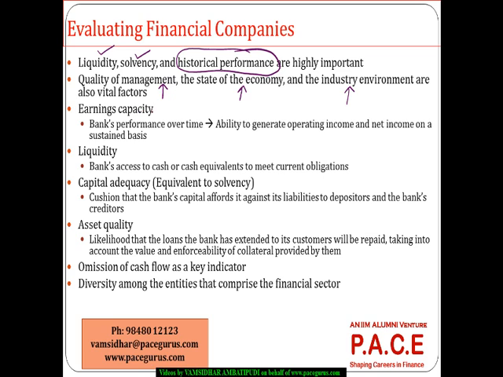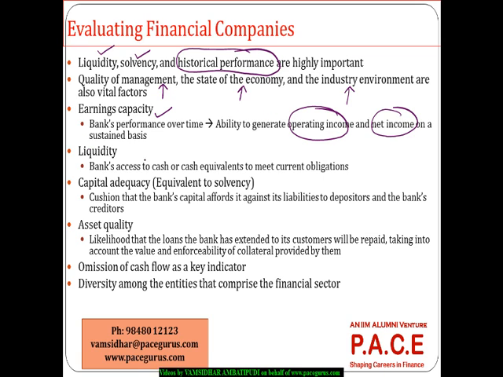A few important things that we look at: the earnings capacity of the bank, where we are trying to talk about what is the potential of the bank to generate operating income and net income on a very consistent basis in the future. To what extent I can ensure the consistency of operating income and the net income of a particular bank. What is the potential of a bank's business to generate sustained and consistent net income and net operating income every year?